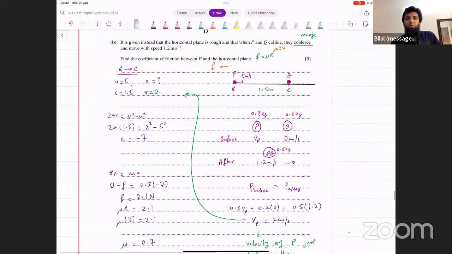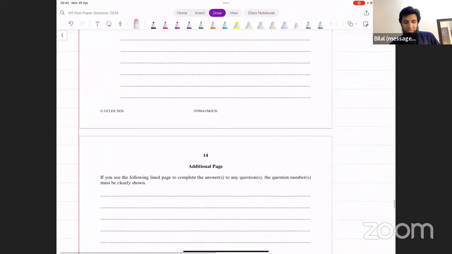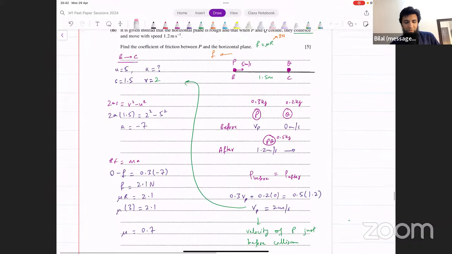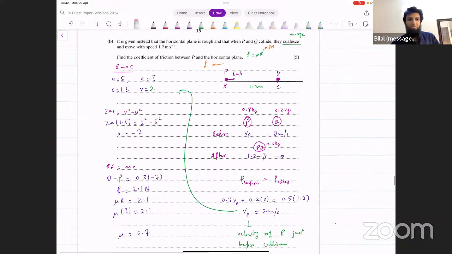All right, so that's the value of mu that we were looking for. That's the second part of this question, and that's it. That's all that we had to do from this paper. No problems in this? No questions?